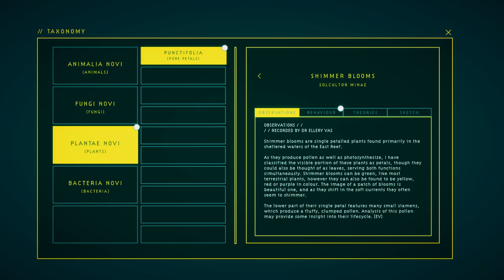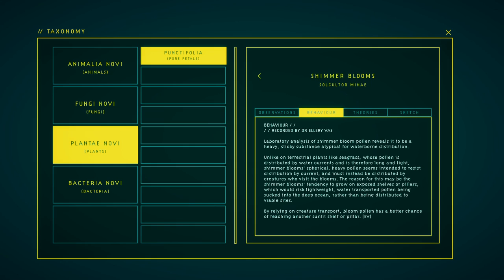The lower part of the single petal features many small stamens, which produce a flowery clumped pollen. Analysis of this pollen may provide some insight into their life cycle. Laboratory analysis of shimmer bloom pollen reveals it to be a heavy, sticky substance atypical to waterborne distribution.